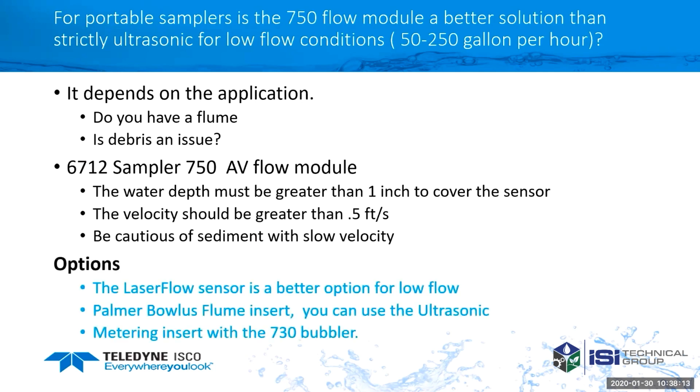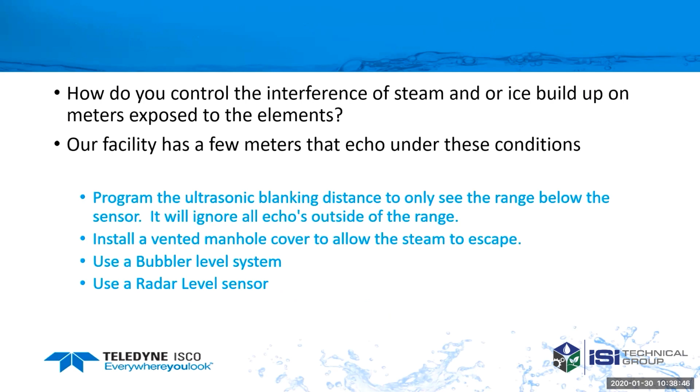So other options, especially if you have slow velocity, is to use a laser flow sensor. It's going to be non-contact, so we don't have to worry about debris collecting on it. Another option, depending on the channel, is to put a polymer bolus insert in, and then you can continue to use your ultrasonic sensor. Or consider using a 730 bubbler. I need a little more information on this application to better answer that, but the nice thing about the bubbler, if you did have issues with steam or foam, is that the bubbler would not be affected by those.